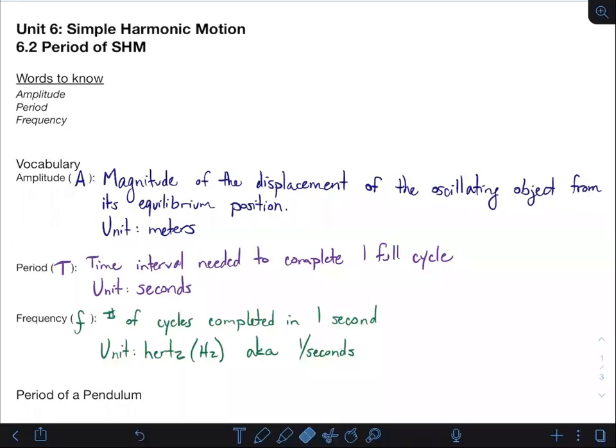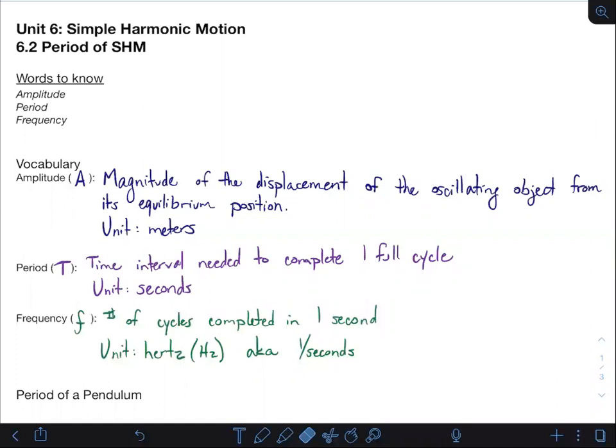Hi, in this video, we're going to talk about how we can predict the period of a simple harmonic motion system. Now, there are a couple words that we should know. Those include amplitude, period, and then frequency. And you can see on the video right now that I have defined those three things already for you.